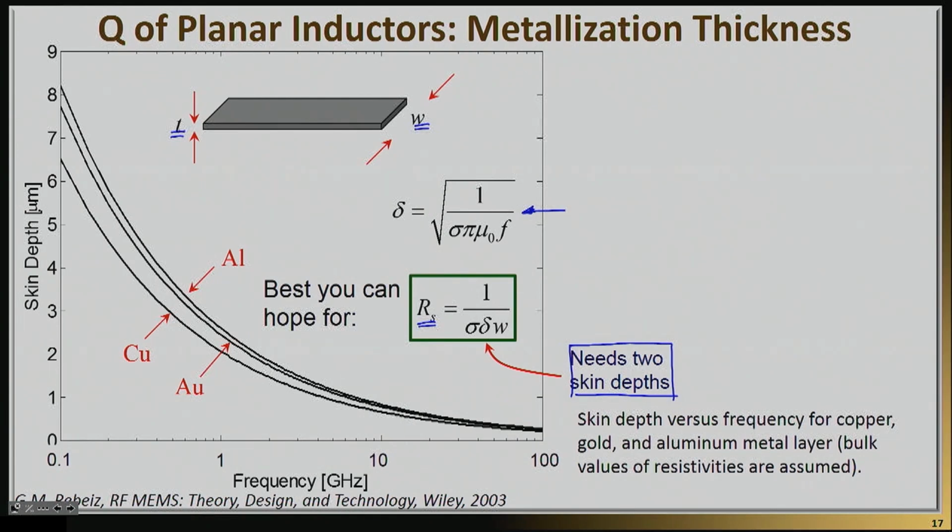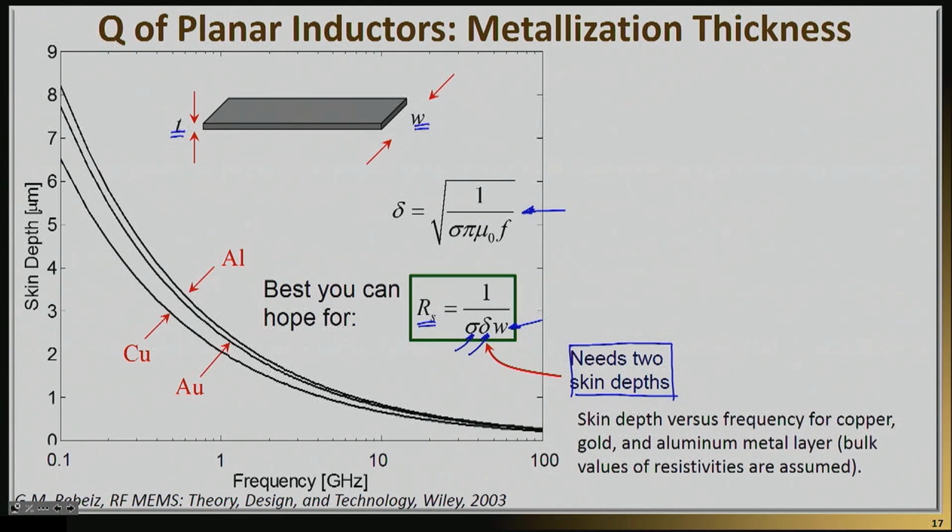So to say it differently, if you can't even make the thickness of the inductor 2 skin depths, forget about the resistance in this green box. But if you can dedicate 2 skin depths for the inductor, then that's the minimum series resistance per unit length that you can basically get. And if you look at this equation, of course, it depends on W. So obviously, wide inductors have lower resistance, as we expect. It depends on the skin depth, which is a function of frequency. And of course, it depends on the conductivity of the metal.